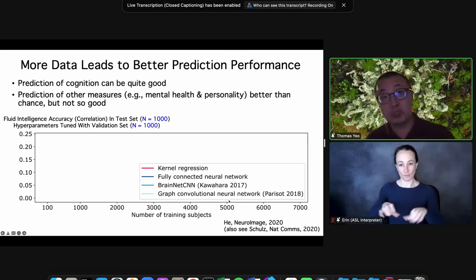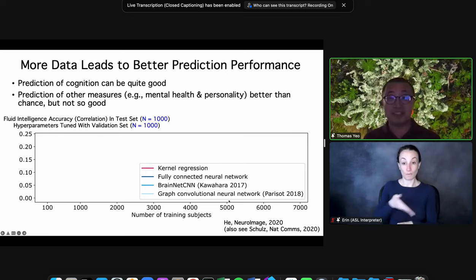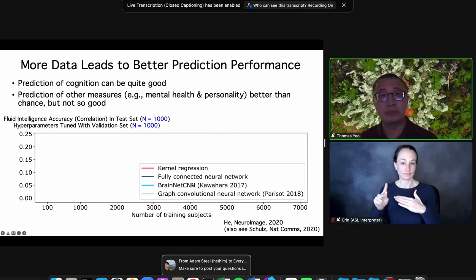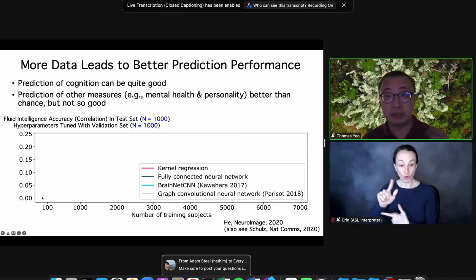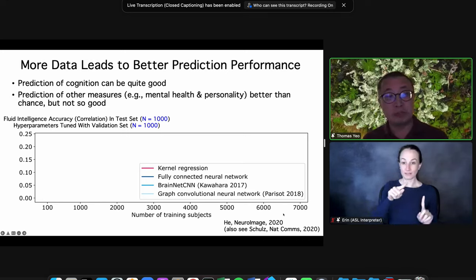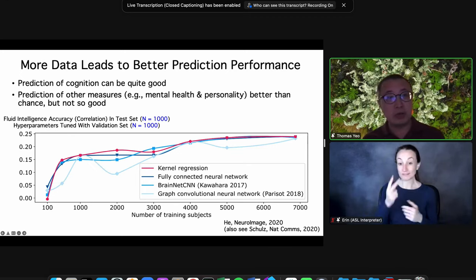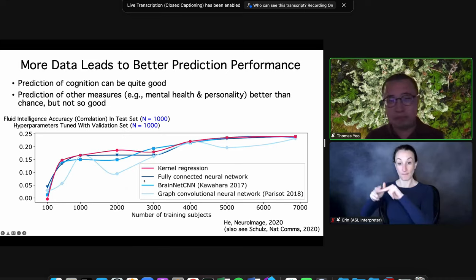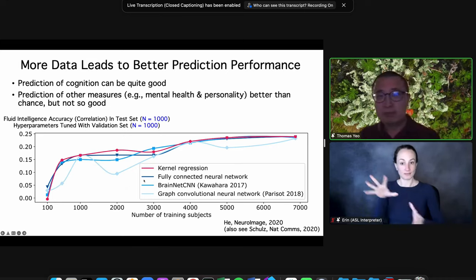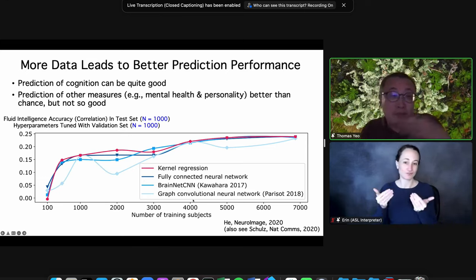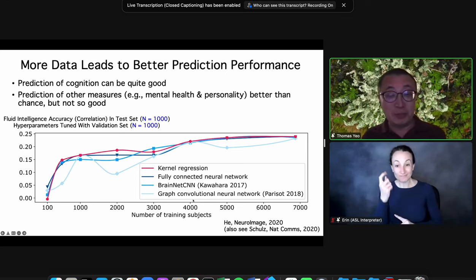A very simple approach to improve prediction performance is to use a big data set, right? So here's an experiment from the UK Biobank. Hedong trained different regression models for predicting fluid intelligence. We considered kernel regression and three other deep learning models. Y-axis is the prediction performance, higher the better. X-axis is the number of training subjects. We see that as the number of training subjects increases, all regression models keep improving. There's some bit of variation across the models, but essentially, if we want better prediction, we should just use a bigger data set. But the problem is that not everyone has a big data set, right?